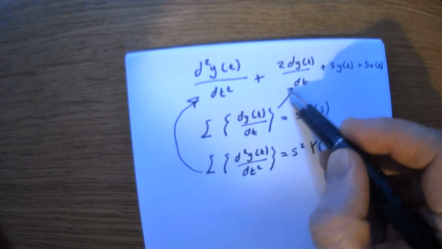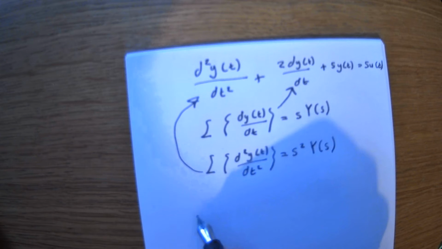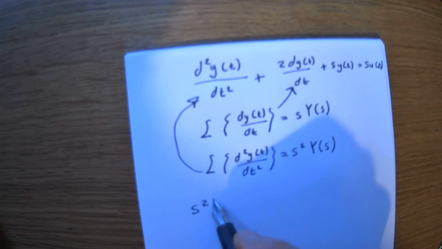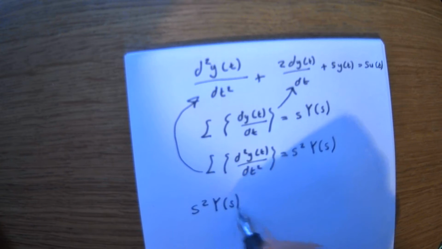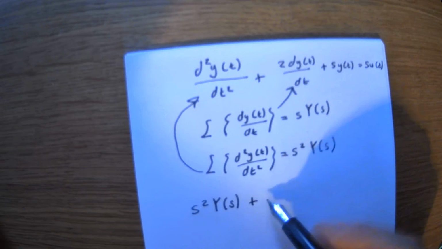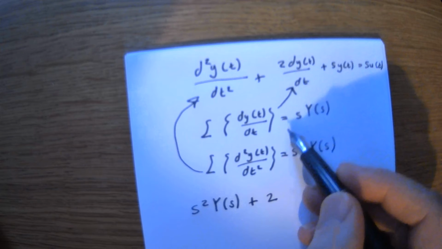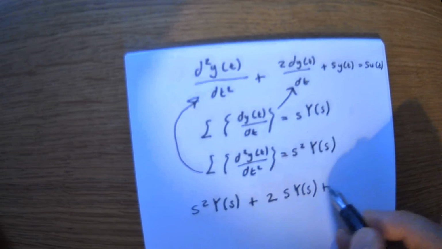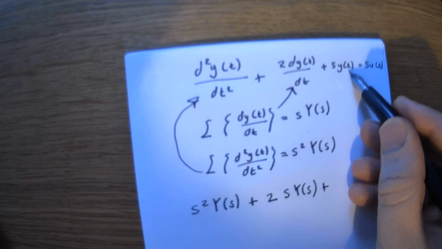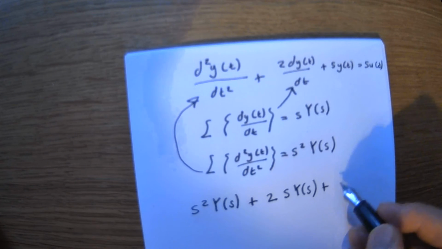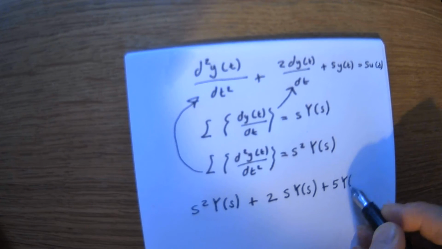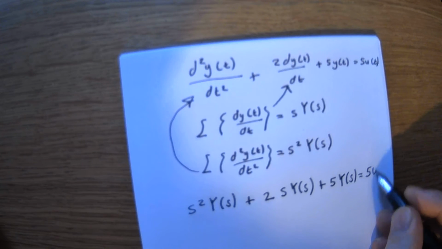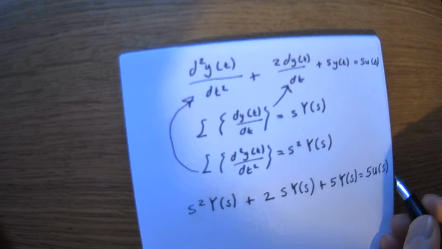be used here. So then it effectively just becomes S squared capital Y of S plus 2, remember there's a 2 there, that becomes S Y of S plus, remember, plus 5 Y of T just becomes 5 capital Y of S equal to 5 U of T becomes capital U of S.